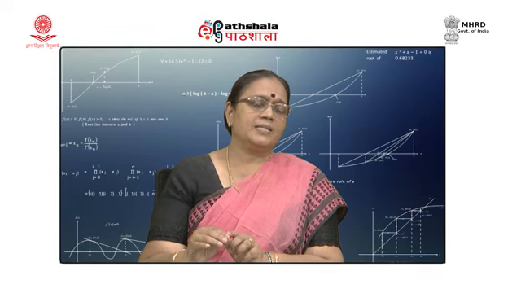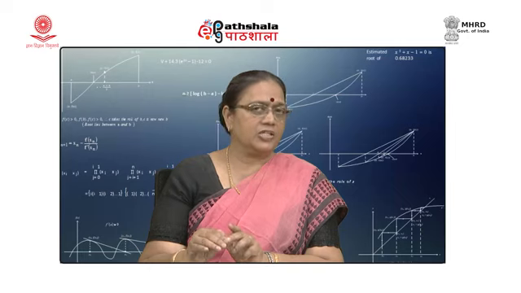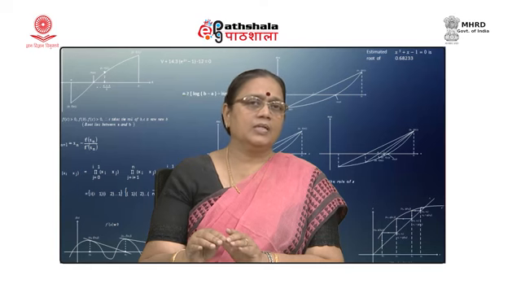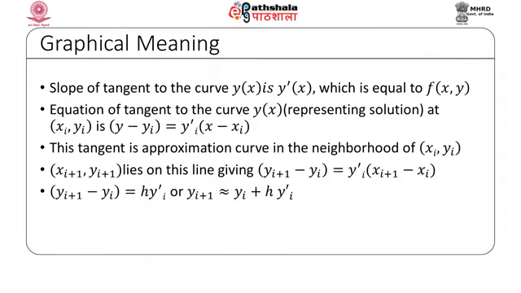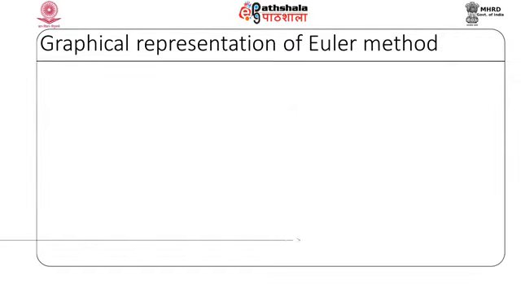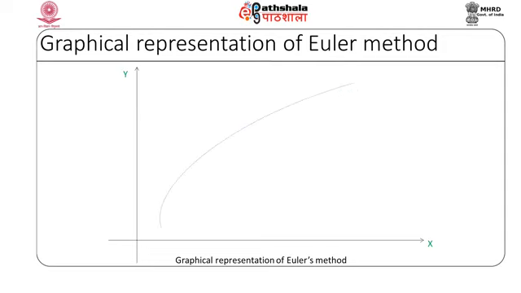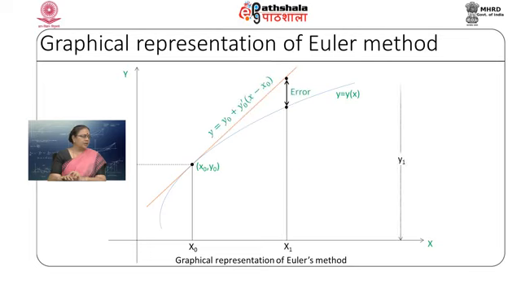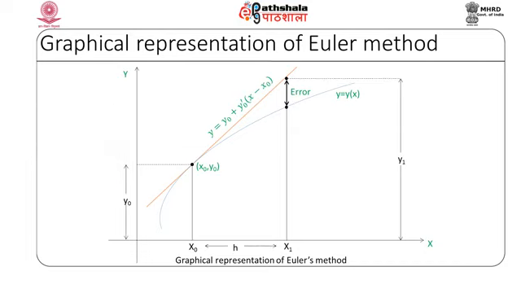So basically we are estimating the value of the solution function at x equal to xi plus 1 as a point on the tangent line drawn to the curve at the point (xi, yi). Let us look at the graph. We draw the x axis and the y axis. Let us say this is the curve y equal to y(x). At x0, the function value is y0. We have drawn the tangent to the curve.